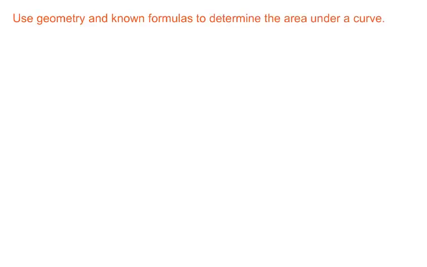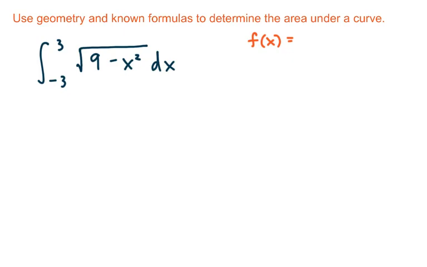So let's do an example. And before we get into the integral process of it, let's just think about regular shapes, finding the area under the curve of something that's creating a regular shape, like a circle or a triangle. In this situation, let's find the integral from -3 to 3 of the square root of 9 minus x squared dx. And so what does that represent? If we think about that as being my function, the square root of 9 minus x squared.